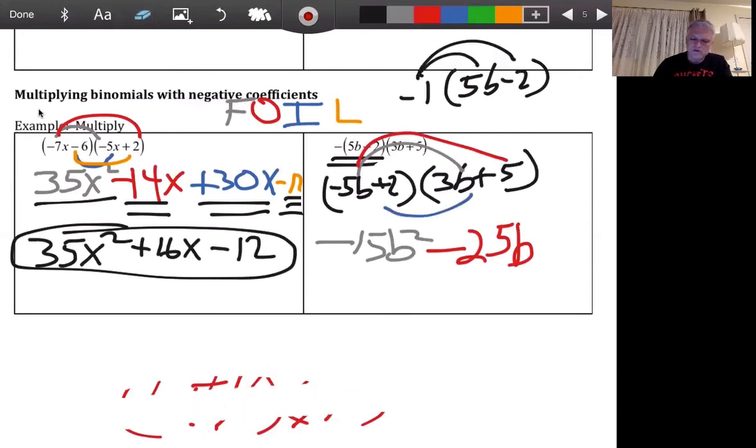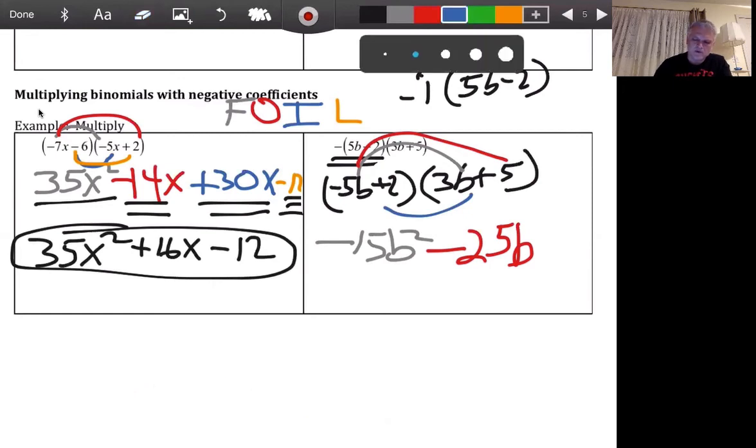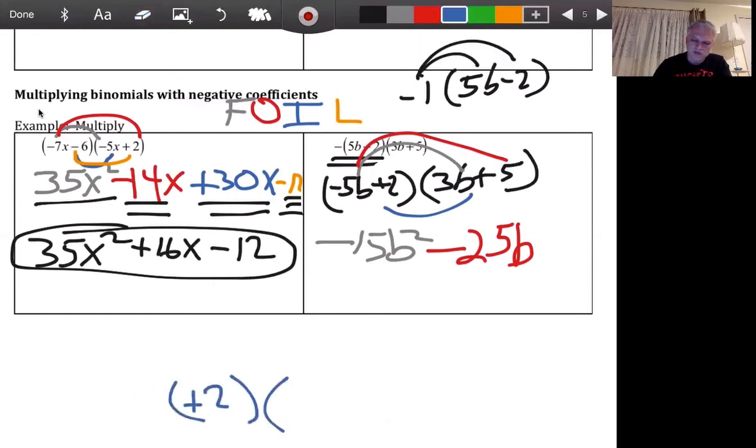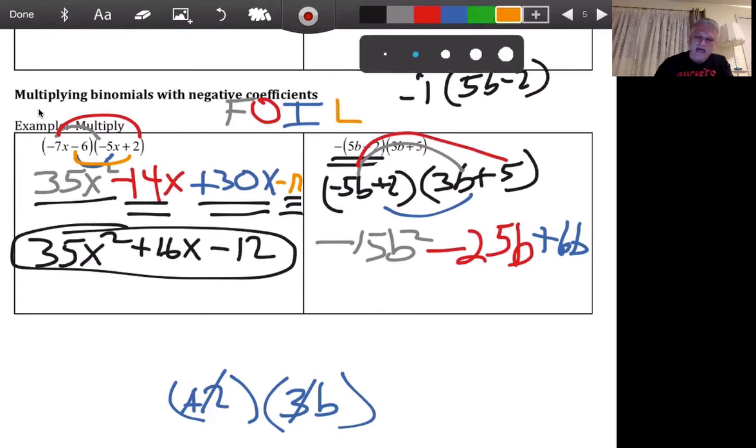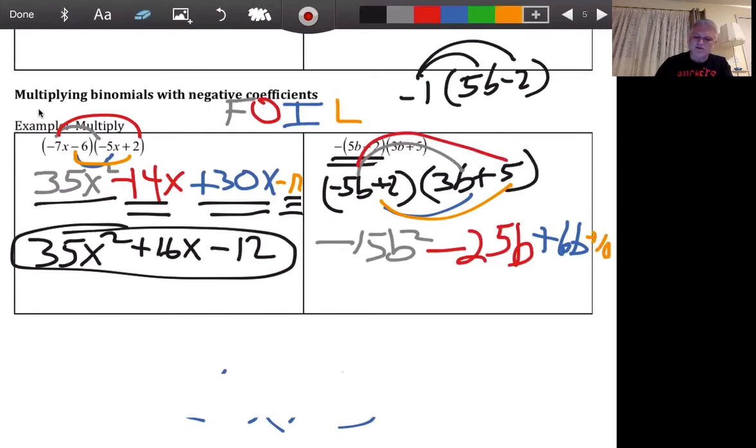Positive 2 times 3b. So positive 2 times a positive 3b. Positive times positive is positive, or plus. 2 times 3 is 6, and there's a b in there. That does say 6b. Looks a little bit like bb, but I'm saying it's 6b. Okay, and then last, plus 2 times plus 5. I'm pretty sure you can all get that as plus 10. Okay, we have now done the difficult part. We have done our FOIL.